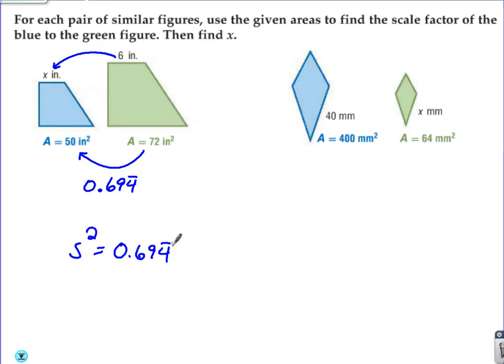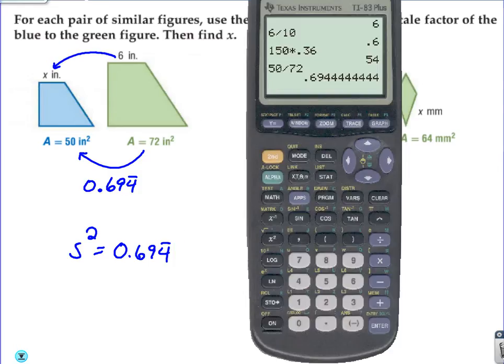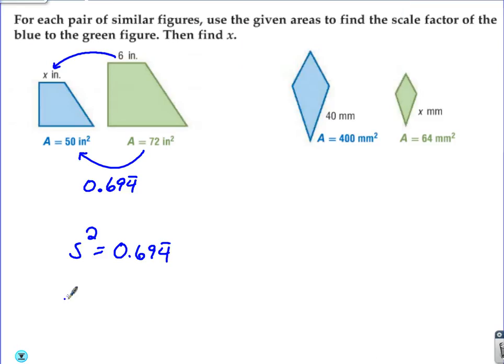So how do we find our normal linear scale factor? Anybody? Take the square root. So your normal scale factor is 0.83 repeating. So to go from here to here, we're going to take 0.83 repeating of that.